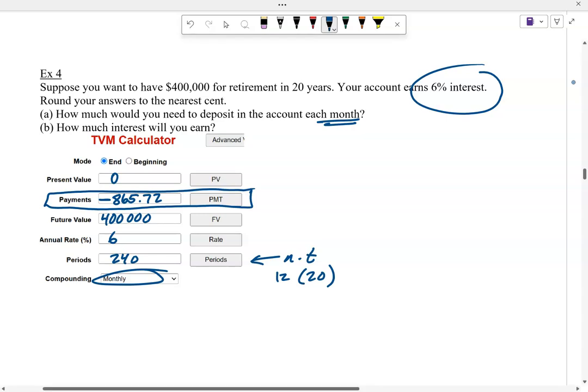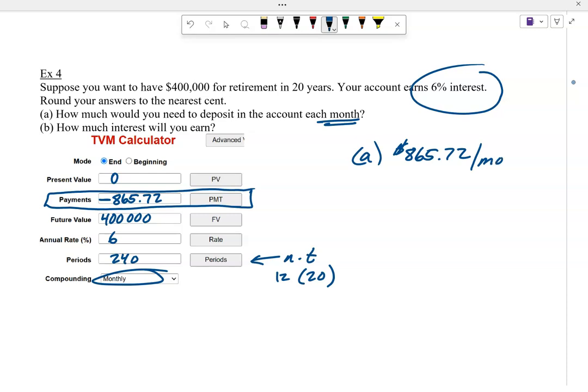So part A, you deposit $865.72 a month at that interest rate. So notice how big that interest rate is, right? It's a much lower 6%. Your return on your investment's a big deal. All right, part B, how much interest will you earn?